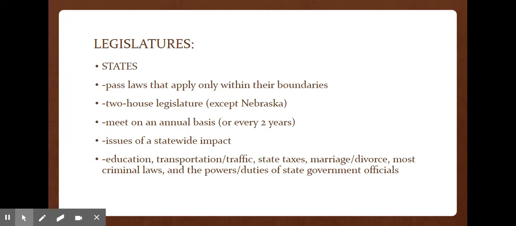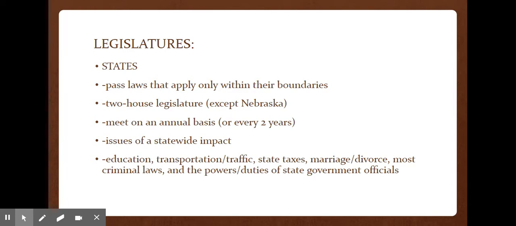Congress deals with issues of national impact. The state legislature deals with issues of statewide impact. So education is going to be important, transportation and traffic laws, state taxes, marriage and divorce, most criminal laws, although the national government will also deal with criminal law as well, and of course the powers and duties of state governments.